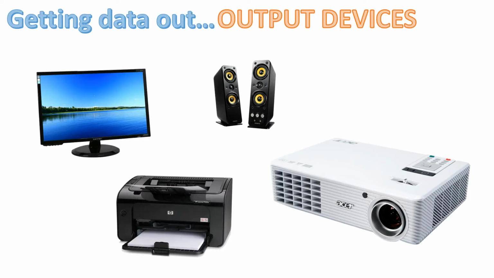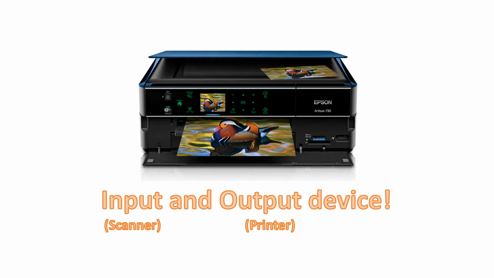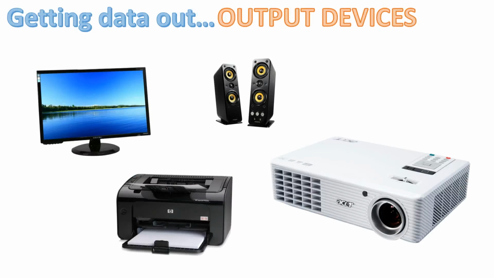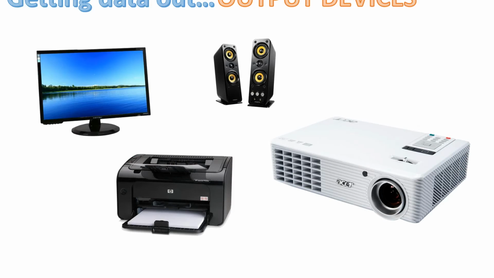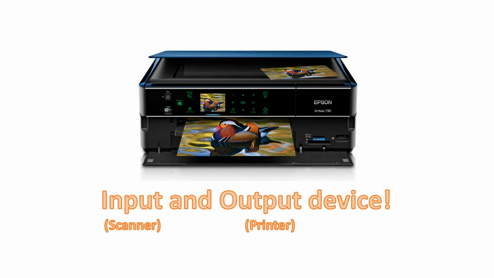Now in tests and exams, students often get confused about printers because sometimes they say it's an input device, and the reason for this is because they've got one of these, a scanner printer. Now the scanner element of your printer is an input device. The printer part is actually a printer, it's an output. So we've got the input, the scanner, the output, the printer. Don't get confused between this normal printer and this scanner printer, okay?